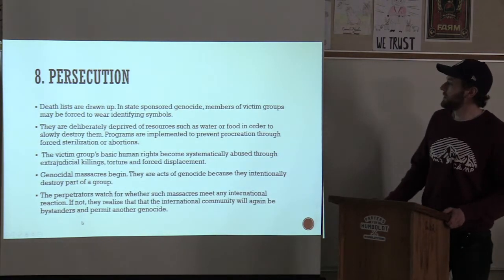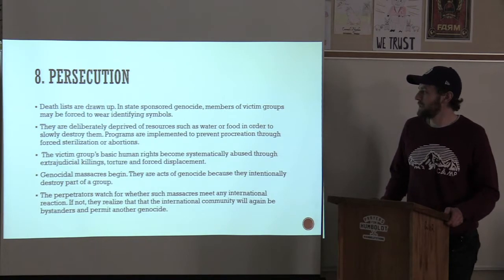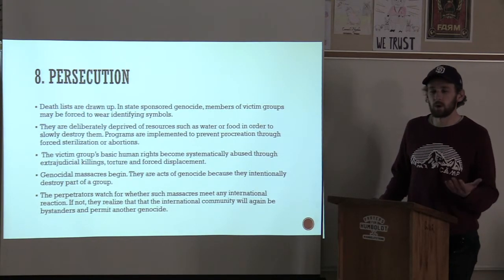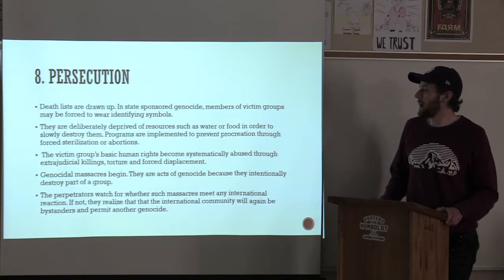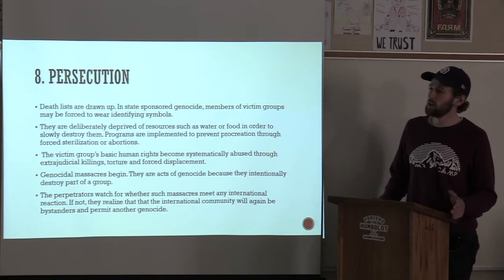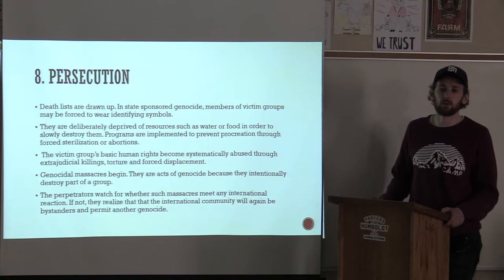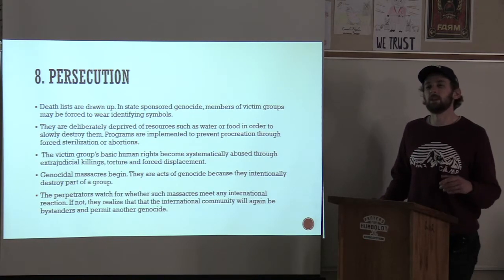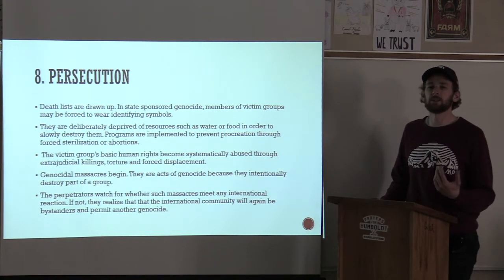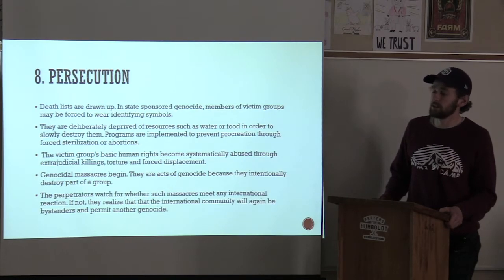So persecution is when we're going to start seeing death lists drawn up. We're going to see members of victim groups be forced to wear these symbols. They're going to be deprived of resources such as food and water in an attempt to slowly destroy them. In the Holodomor in Ukraine, this is kind of how Stalin was able to starve so many Ukrainians. Basically not actively killing them, but taking away so many resources that they essentially die out on their own. Programs are implemented to prevent procreation, so you'll see things like sterilizations of males and females so they cannot reproduce.